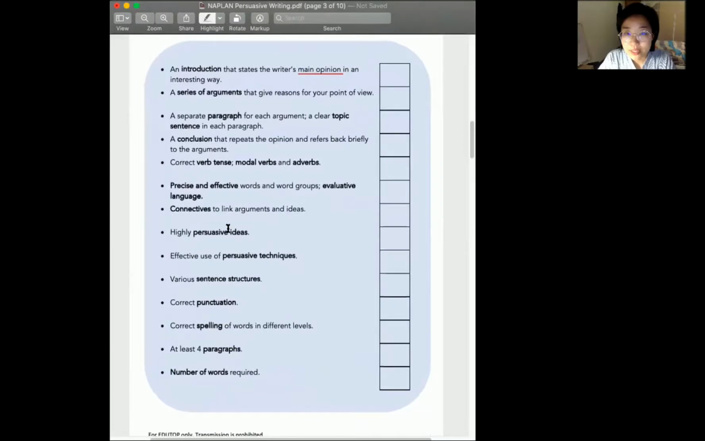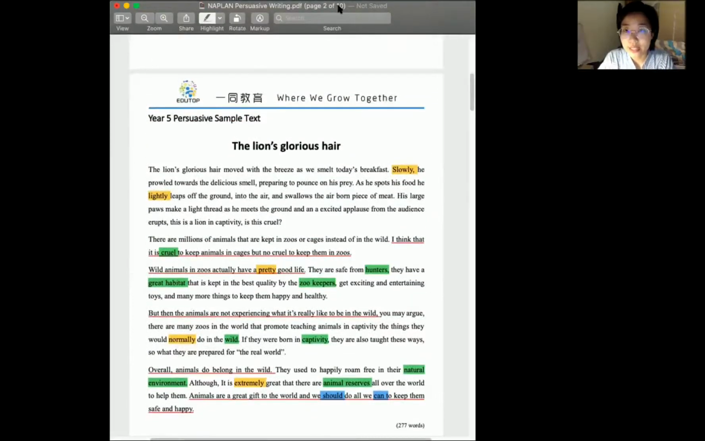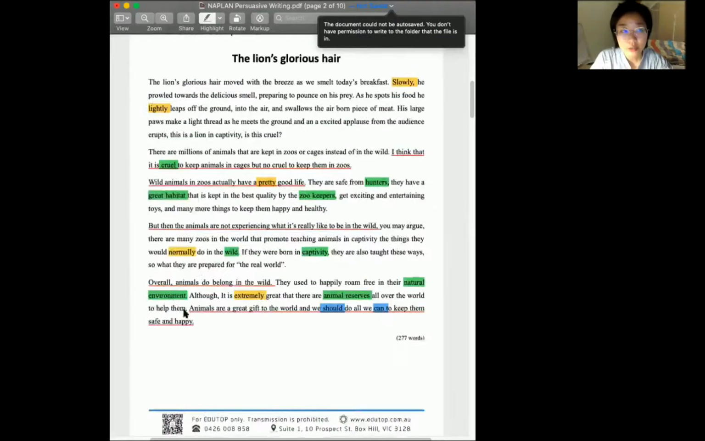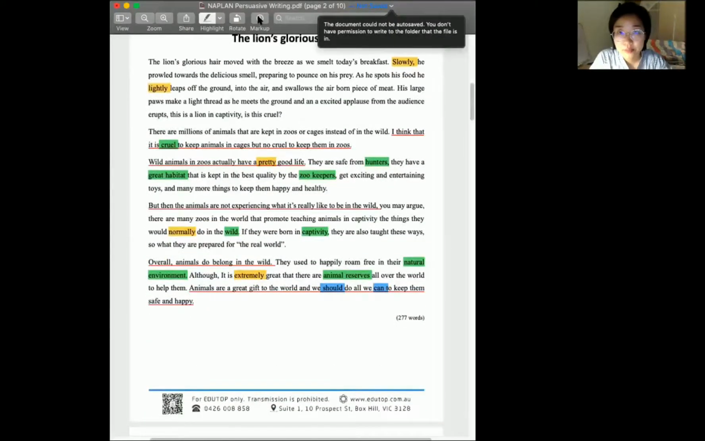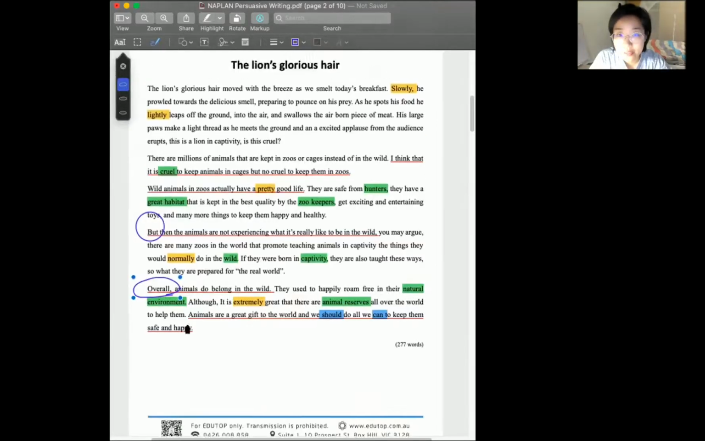Let's come to the next one. Connectives to link arguments and ideas. Can you find any connectives? We also talked about that in, I remember, narrative writing, how we have different connectives. So in this writing, you can see conjunction words such as, I circle it over here, but. And in the last paragraph, we have overall to try to summarize the idea, right?